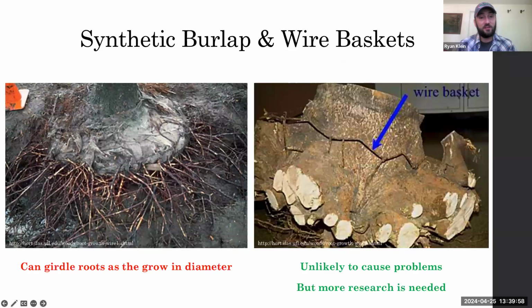But synthetic materials we have found can girdle roots as they're trying to grow through. They might be able to grow through, but eventually they're going to get choked out as they put on diameter. Whereas trees have been found to basically engulf wire baskets and then just continue to grow.